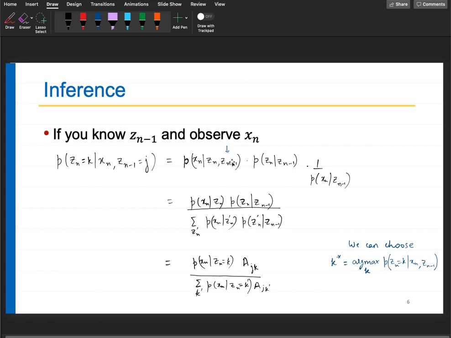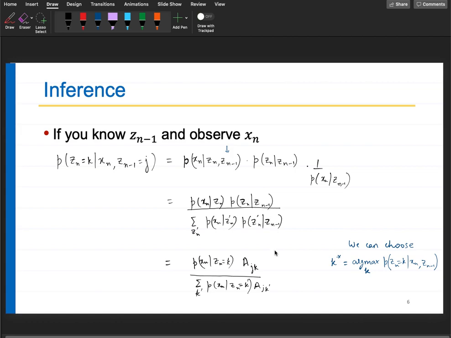Okay, this Zn minus 1, what will happen to this? Yes, they are independent because P of Xn given Zn will be independent of Zn minus 1, so that can be dropped. So that's why you got P of Xn given Zn. And this term is the transition probability. This is the emission probability. Okay, from this season, what is the probability this temperature will be emitted? And this is the transition probability. If yesterday was this season, what is the probability that today is this season? So I've written the same thing.